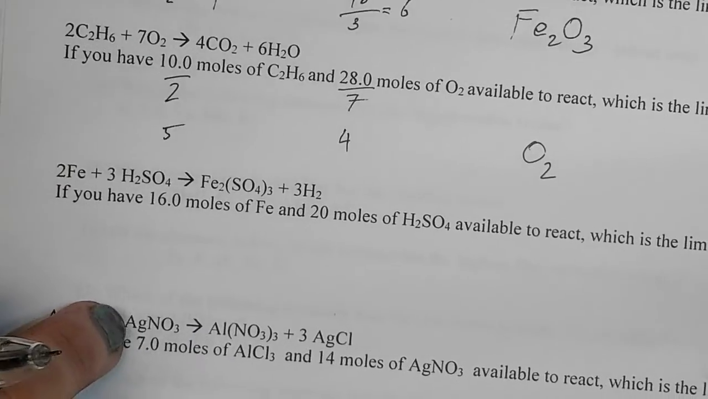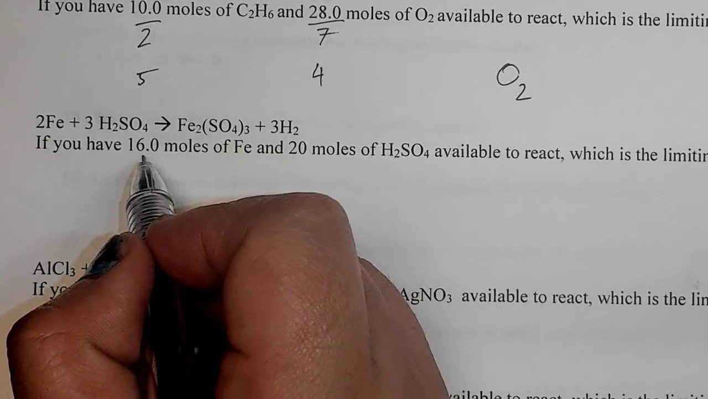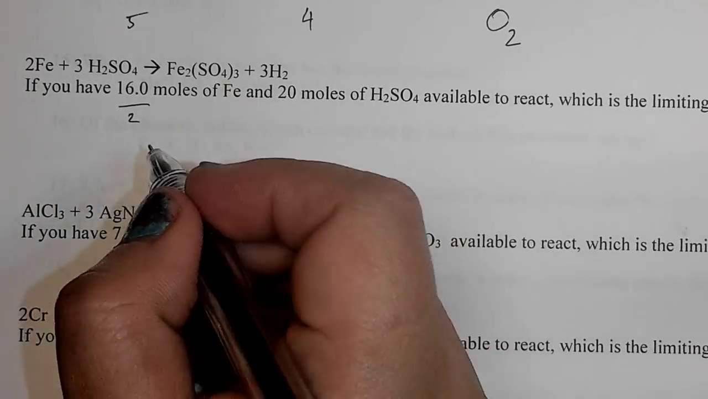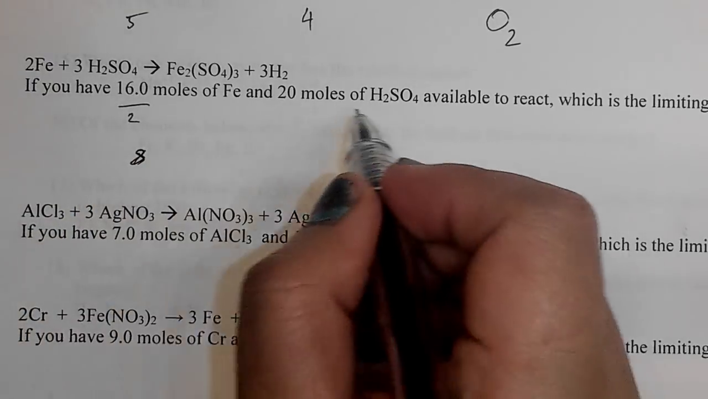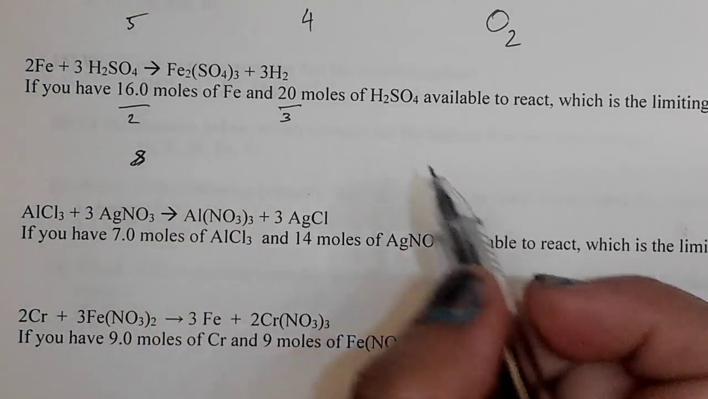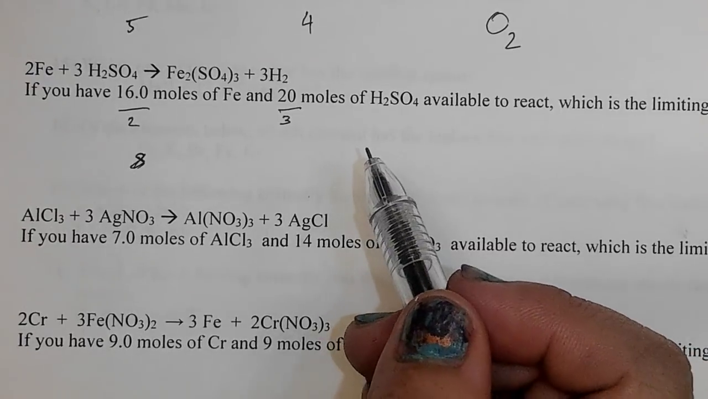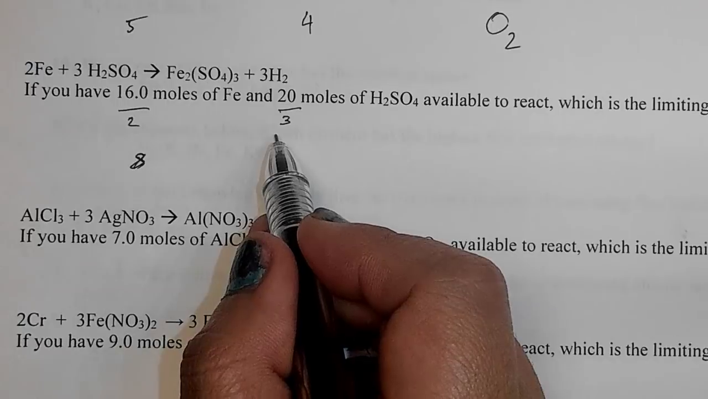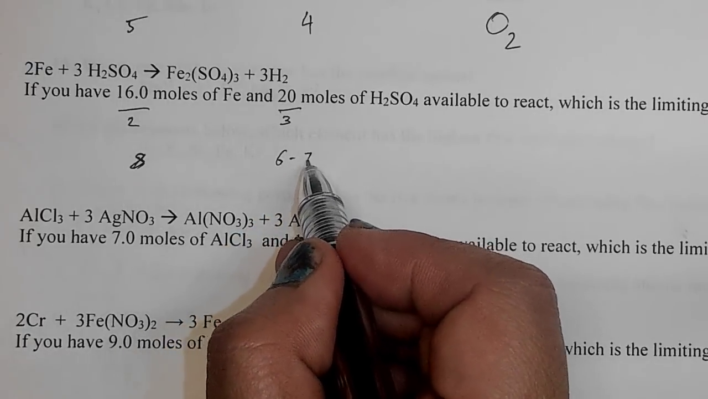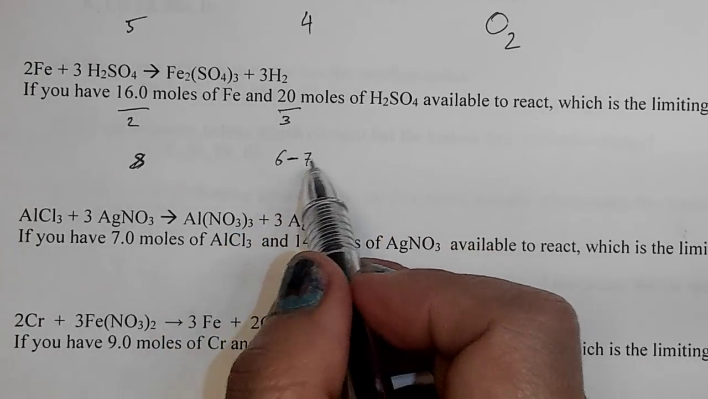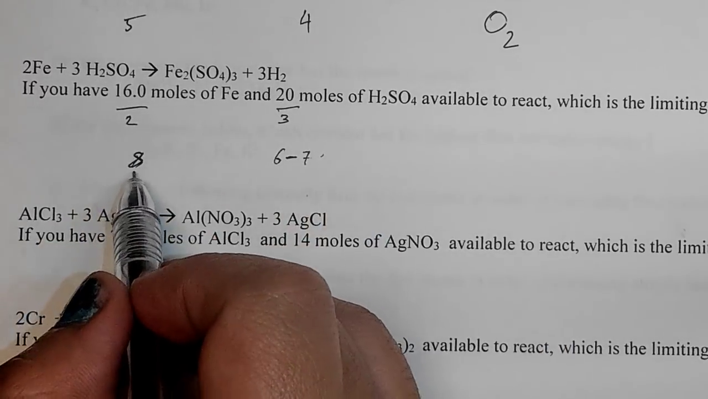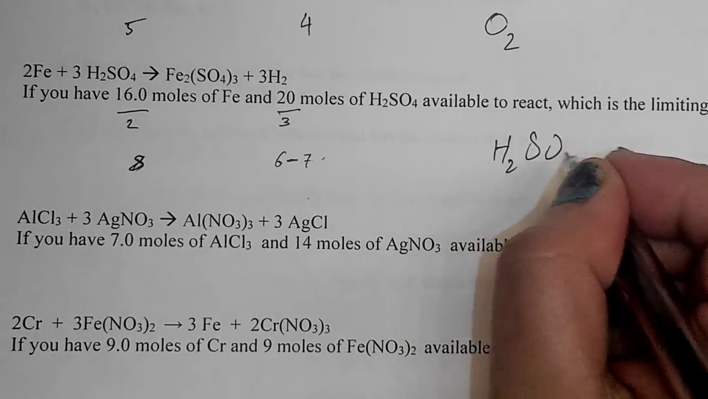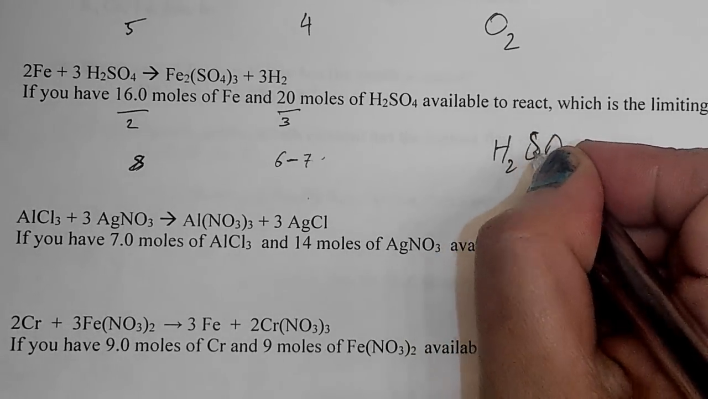Okay. Next one, 16. Every time I can do 2, right? That means I can do 8 times of this reaction. This one, every time I need 3, so it doesn't break even. About 6 to 7, basically, but usually close to 7. But either way, still less. This one is going to run out first. Okay, that's S, by the way.